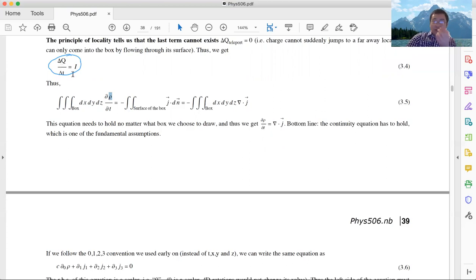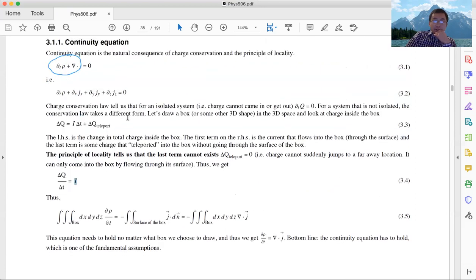That's the left-hand side. The right-hand side is a total current that goes through the surface. Total current that goes through the surface is the current density for every point on the surface, integrated over the surface. So this is the current density. If I have current density and I integrate over the entire surface, I get the total current that goes through the surface. Oh, sorry, I forgot the minus sign. Sorry, my bad.